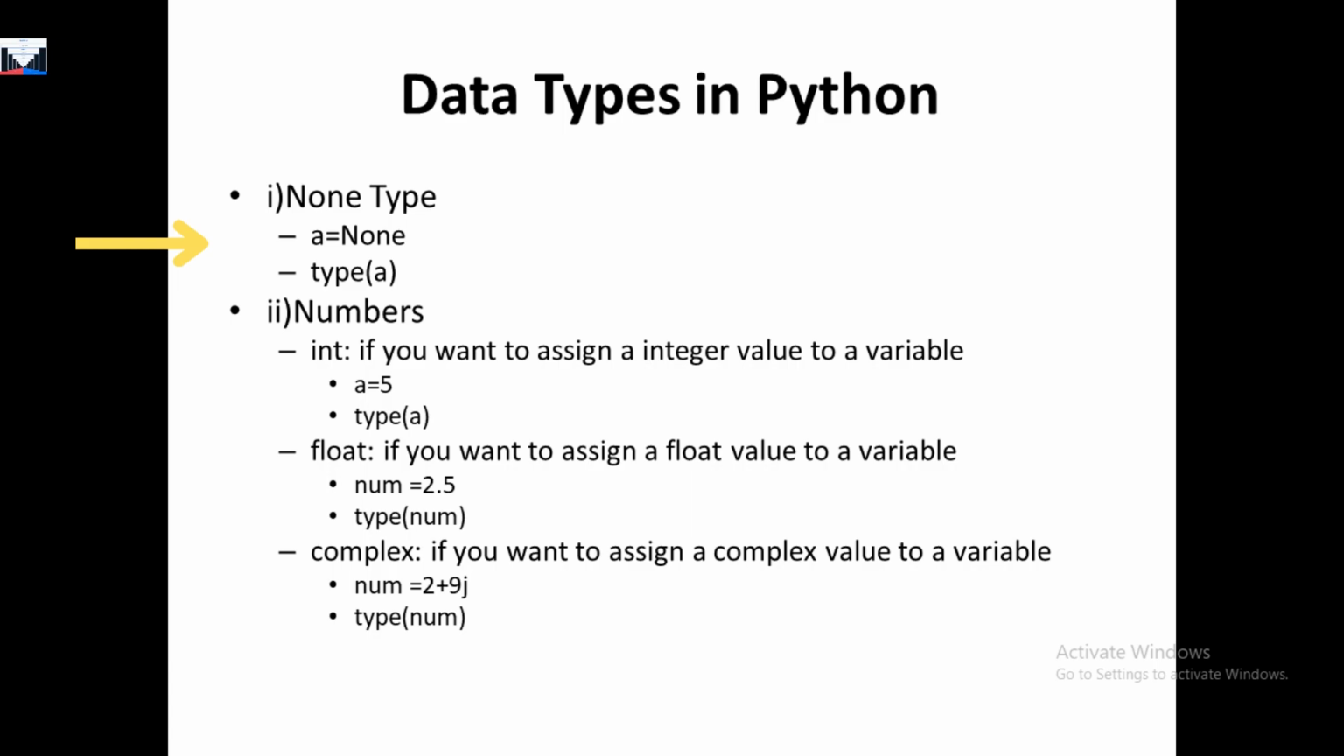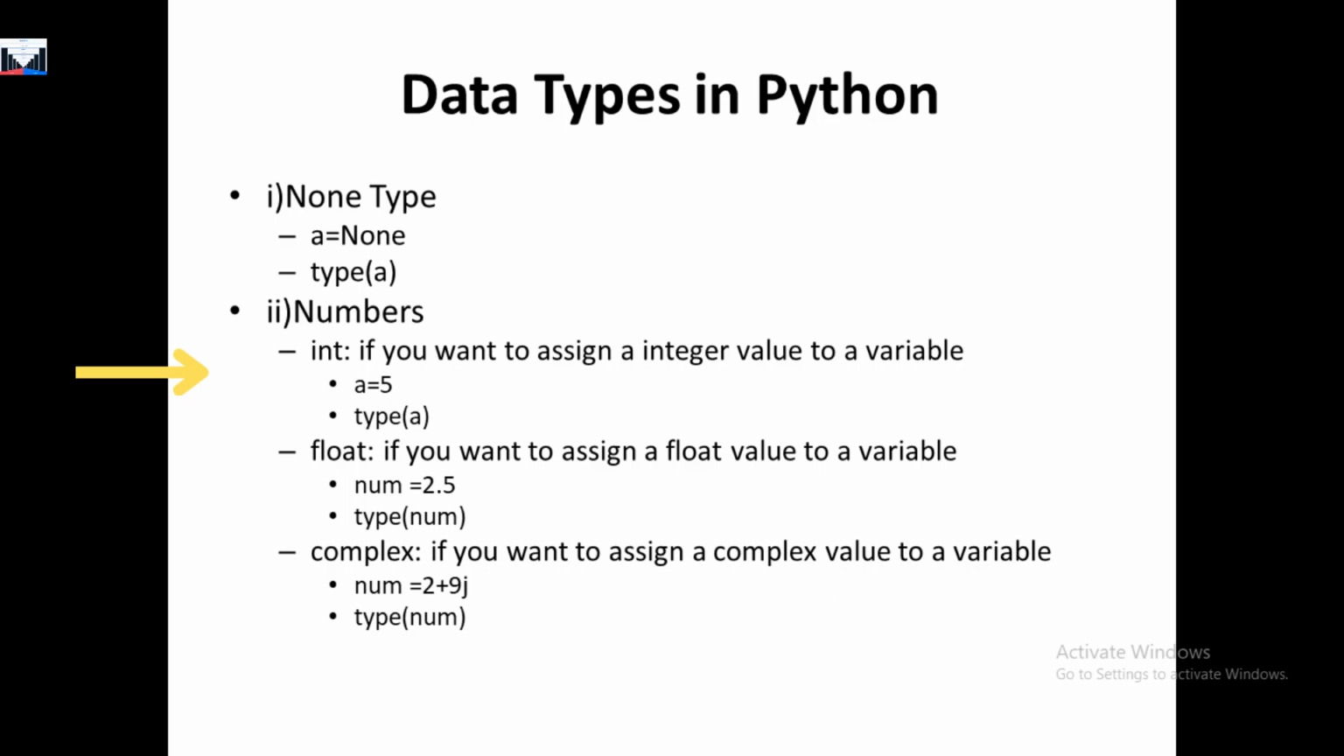And next one is numbers. I told you numbers can be integers, float, and complex. If you want to have an int value, you can write like this: a is equal to 5, and a will be an integer number. Type of a will display integer. For float numbers you can write num is equal to 2.5, so the data type of num will be float.